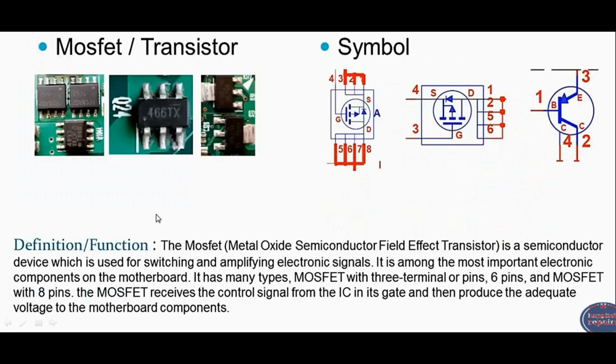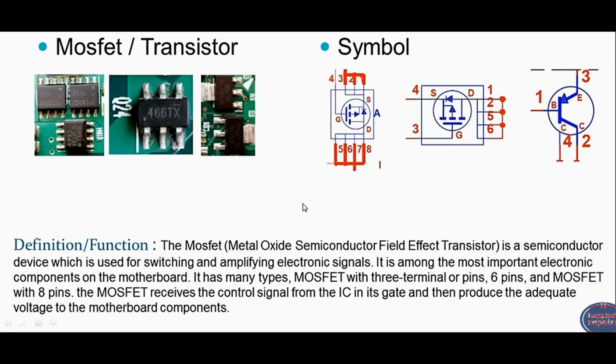So the next component is MOSFETs and transistors. Basically, these are among the most important components in every circuit and in every electronic device. You can find MOSFETs with 3 terminals, 4 terminals, 6 terminals, or even 8 terminals, as you can see here in the pictures. As a definition, the MOSFET, metal oxide semiconductor field effect transistor, is a semiconductor device which is used for switching and amplifying electronic signals. It is among the most important electronic components on the motherboard.